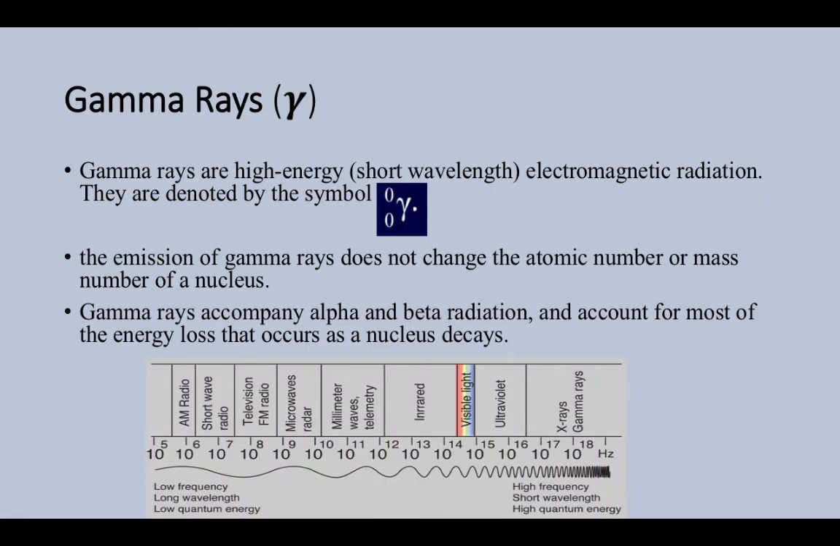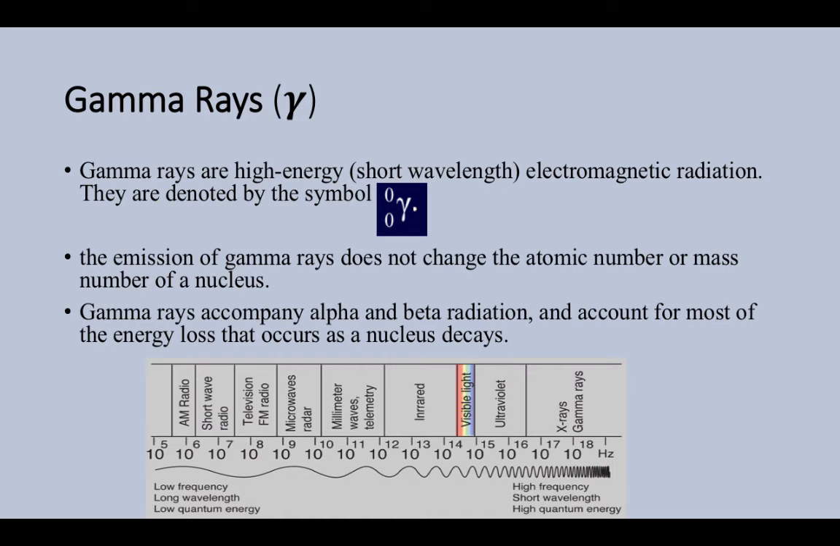Lastly, you have gamma rays or gamma radiation. Gamma radiation is high energy, short wavelength electromagnetic radiation. It is the highest frequency on the electromagnetic spectrum next to X-rays. So if you look at the electromagnetic spectrum on the far right, that's where you have your gamma rays. They're the most dangerous and hardest to prevent from penetrating into human bodies.